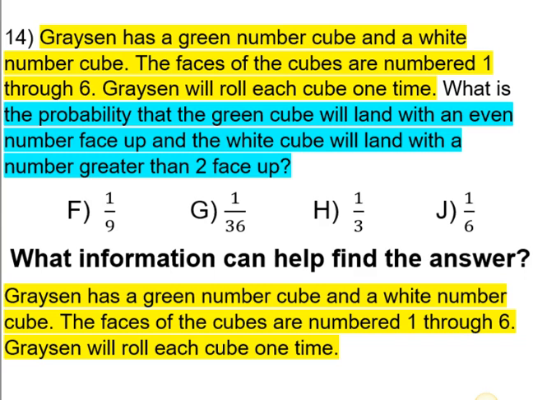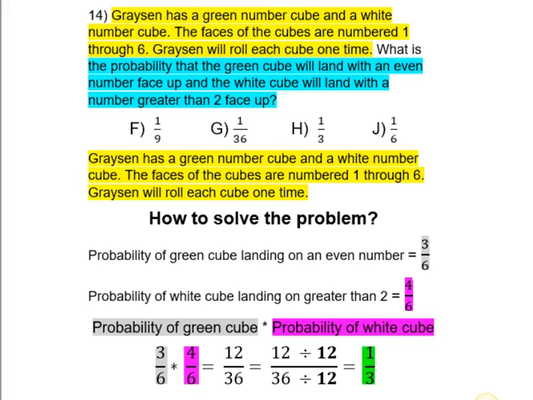What information can help us find the answer? That Grayson has a green number cube and also a white number cube, and also that the faces of the cubes are numbered 1 through 6. Lastly, that Grayson will roll each cube 1 time. What information can help us solve the problem?